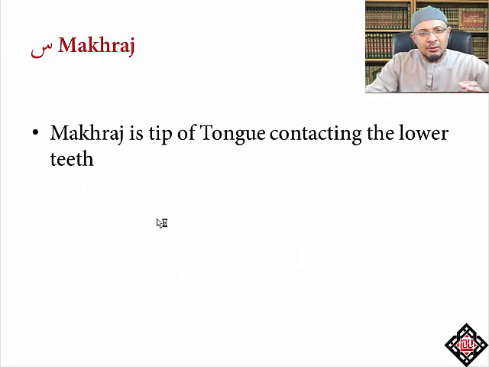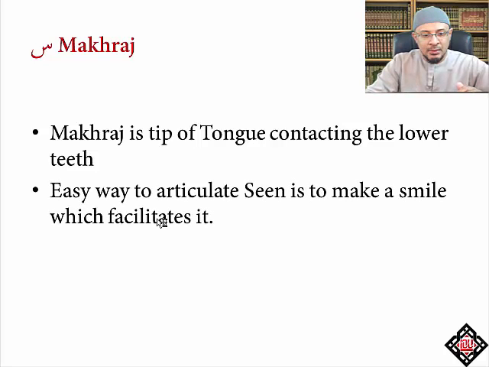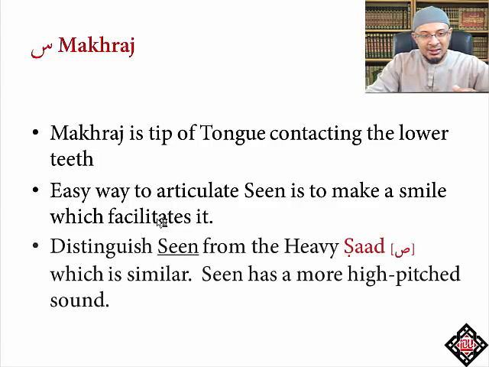Makhraj. Now we mentioned that the makhraj of the Sin is the tip of the tongue contacting the lower teeth, particularly the front incisor. Right here. That's the lower teeth. And that's the makhraj. Please note that the Sod also has the same makhraj. However, for the Sod, the tip of the tongue presses a little bit harder. An easy way to articulate the Sin is to make a smile, which facilitates it, and we'll see that in just a few moments.